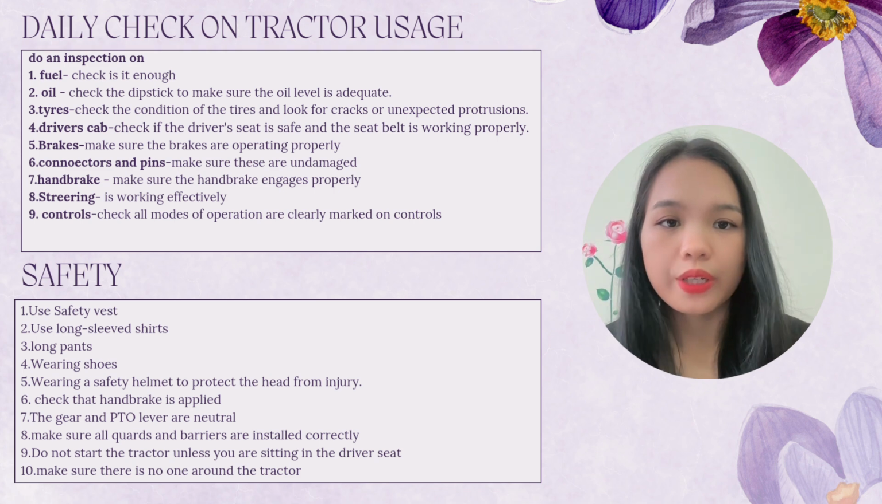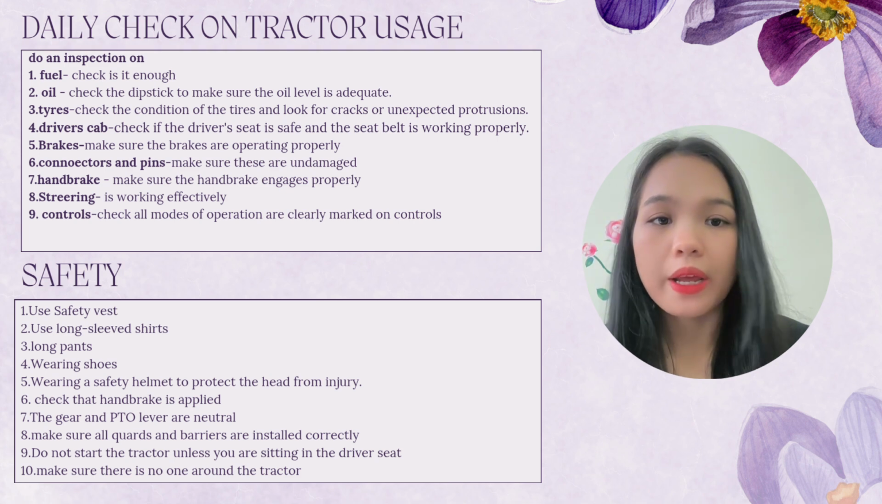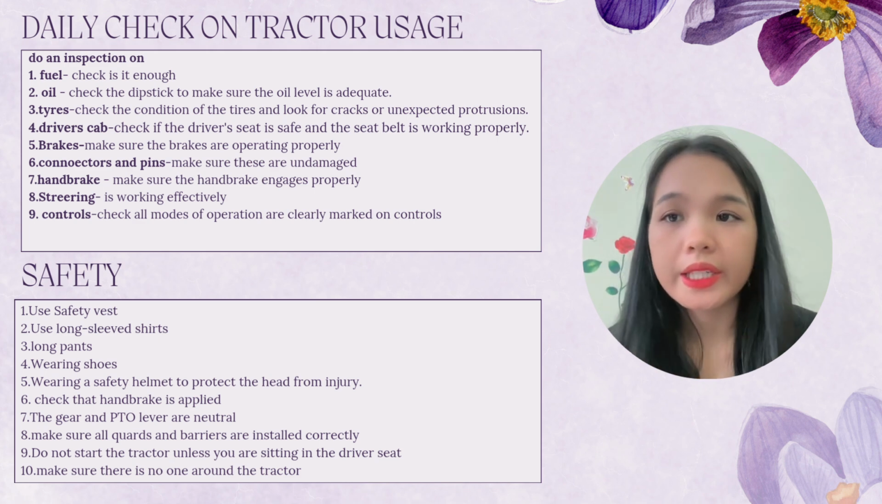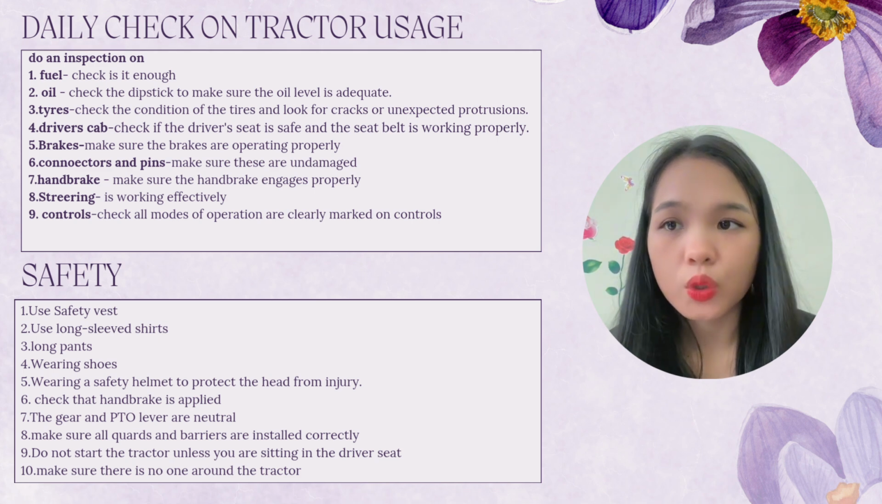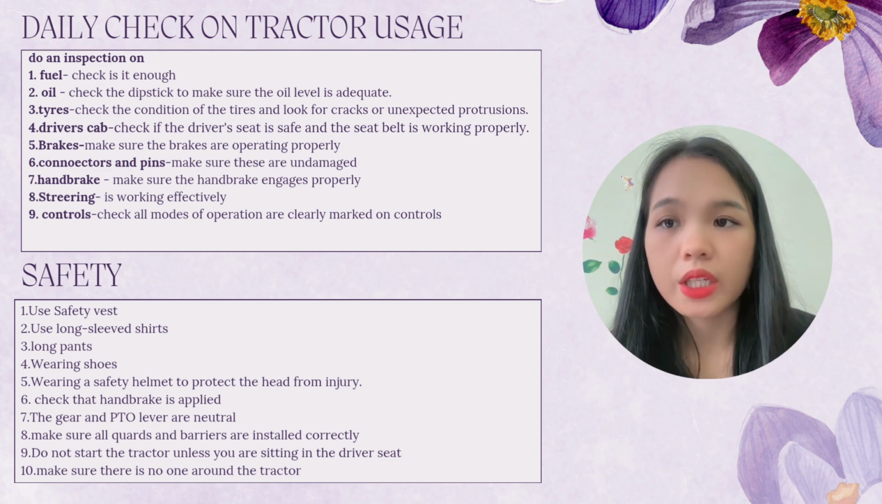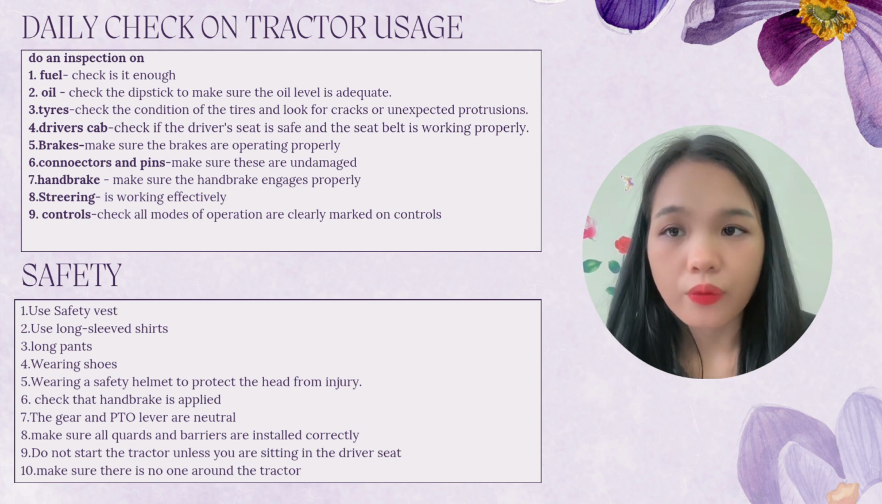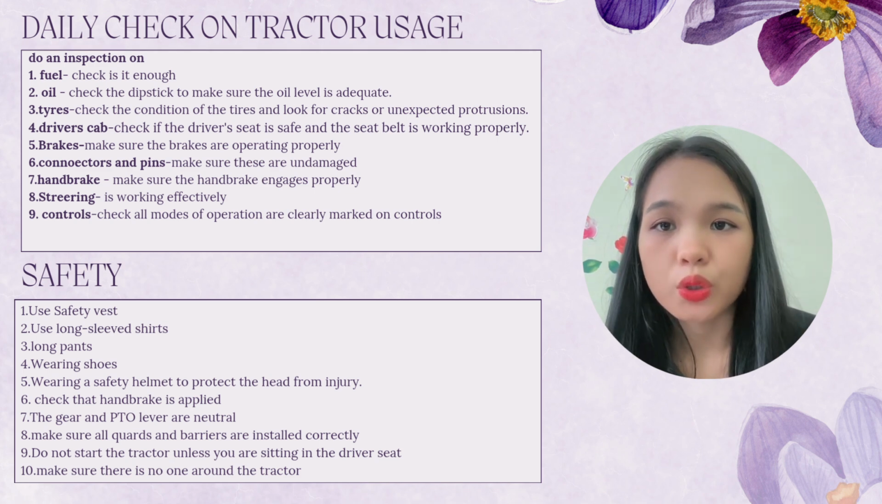My name is Wendy Rodin, matrix number BR2311019. Next, I will explain the daily check on tractor use and the safety. The daily check on the tractor: one is to inspect the fuel and check it is enough. Two is oil, check the dipstick to make sure the oil level is adequate. And three is tires, check the condition of the tires and look for cracks or unexpected protrusions.